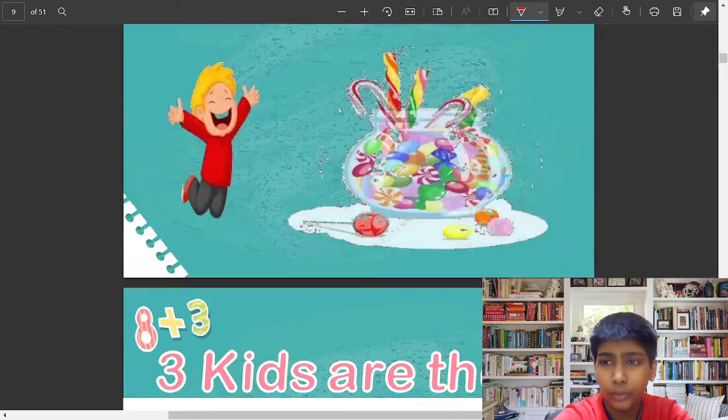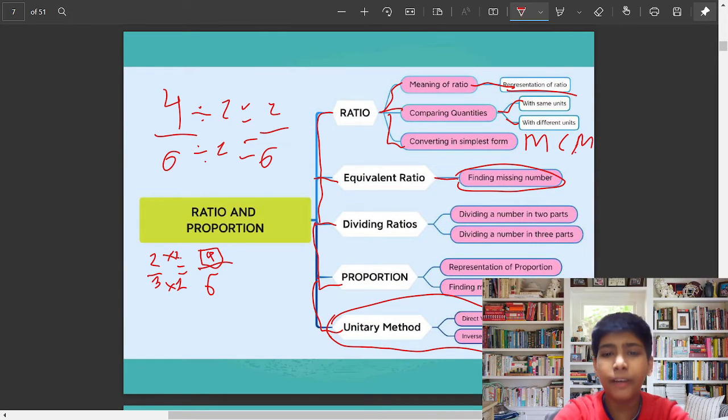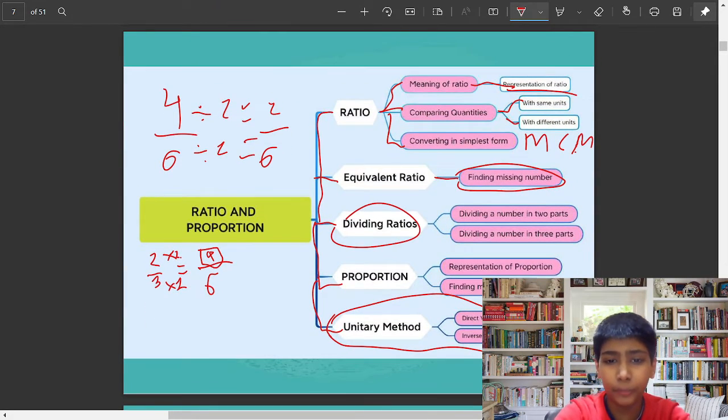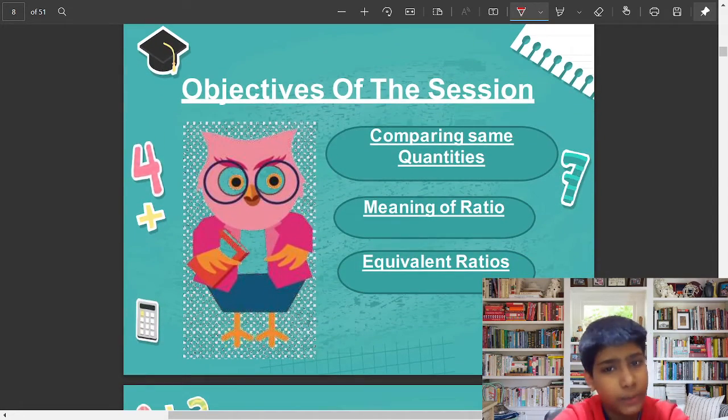When we divide, we can also divide the ratios, and we can also take its proportion out. Representation of proportion we'll learn, and finding the missing number, like this I have shown, we'll learn about it. And some very important unitary methods are also there.